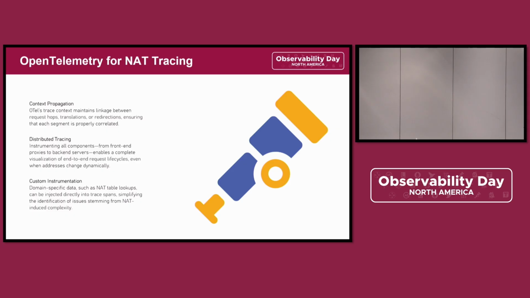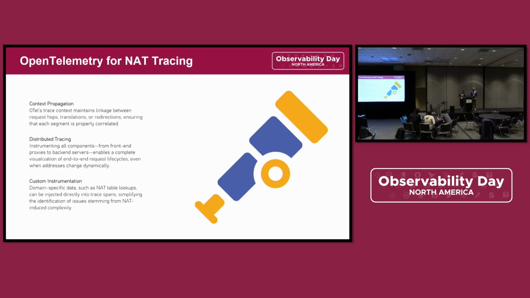OpenTelemetry plays a crucial role here. It has context propagation that keeps the trace context intact across the hop, so that even after address translation or redirection, we can maintain the visibility. OpenTelemetry also has custom instrumentation, which allows you to inject NAT-specific details into the trace. You can inject table lookups or connection IDs into the trace span, so that also helps in such cases.